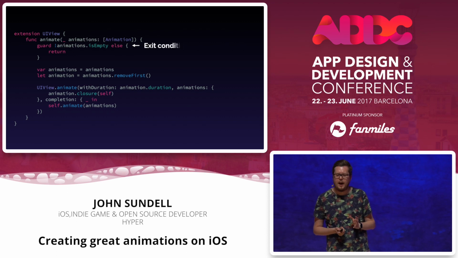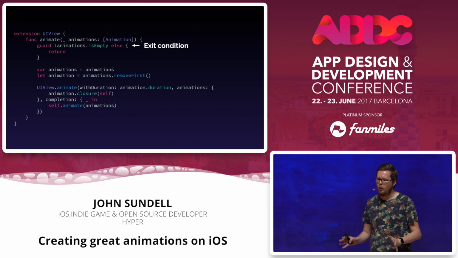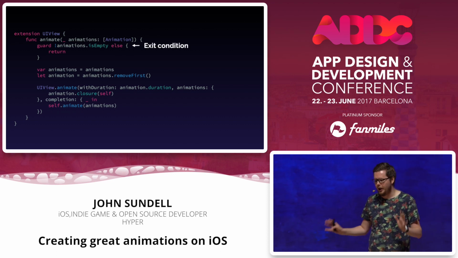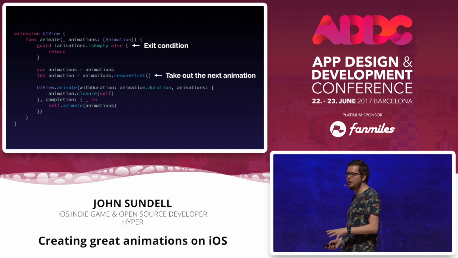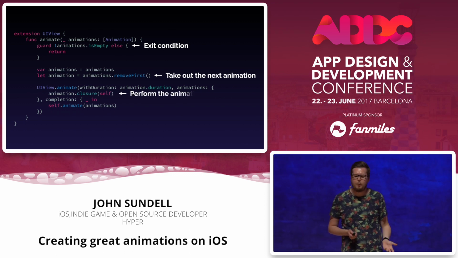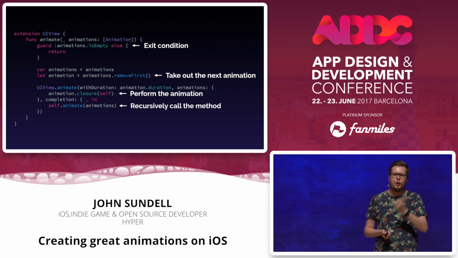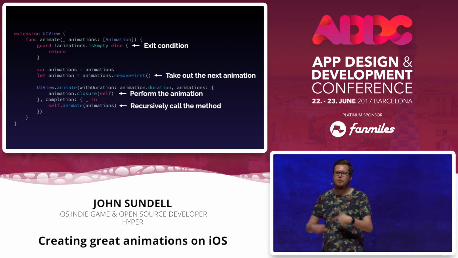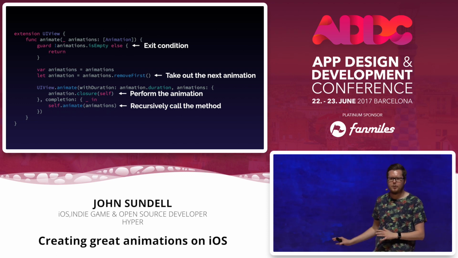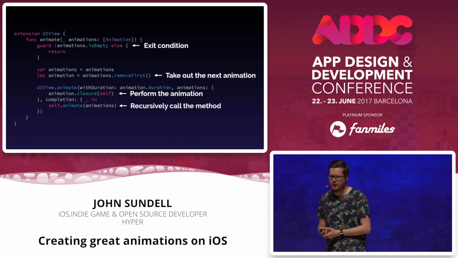Well, the first thing we have is our exit condition. This is what we're going to run when the animation is over. So when we have an empty animation array, then we just exit. We're done. Then we take out the next animation that we're going to perform, and then we perform that one by calling this closure. And then when we're done, we recursively call this method to keep the animation going until we're done. I'm going to post this code later, so don't worry if you didn't get a picture of it, if you want to use it in your app.